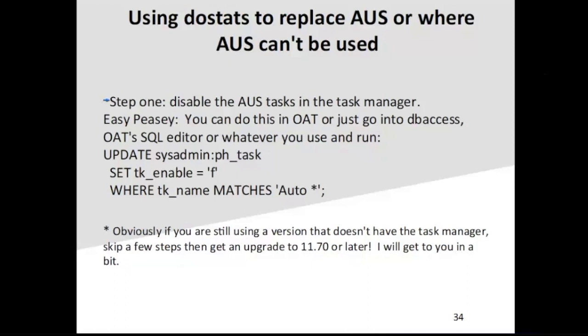Okay, so the first thing you need to do is disable AUS tasks, which you can do in the sysadmin database. Just update ph_task, set tk_enable to F, to false, where tk_name matches auto*. Obviously, you might want to search first to make sure there are no new tasks that got into the database called auto-something. But as of the last time I checked, only the two auto update stats tasks start with that string.